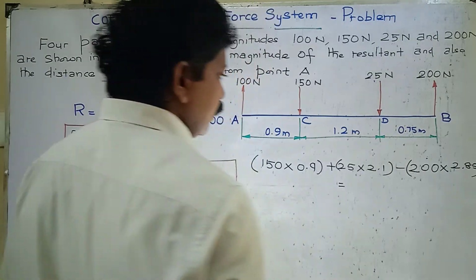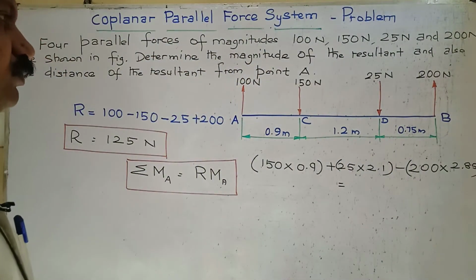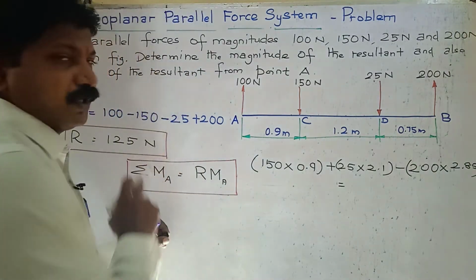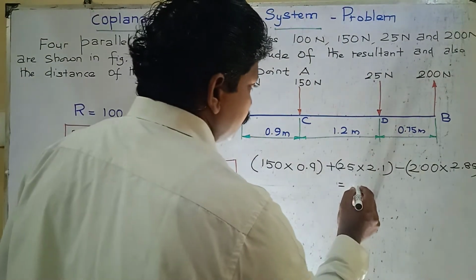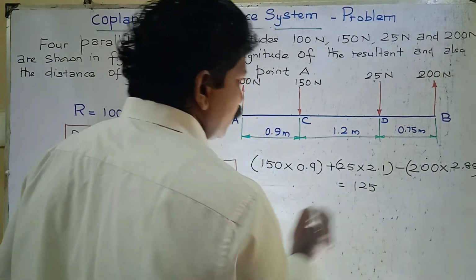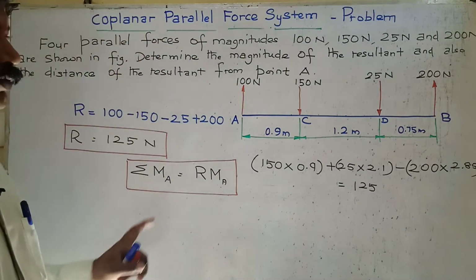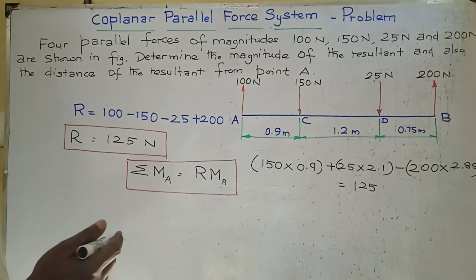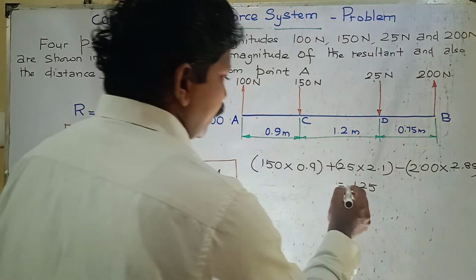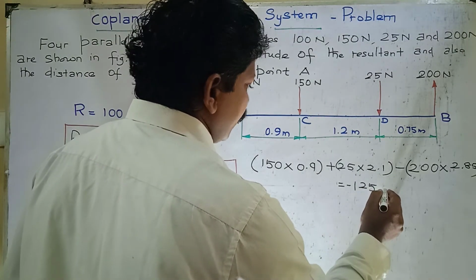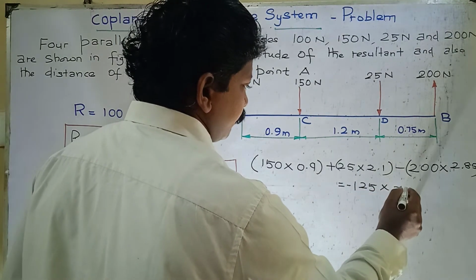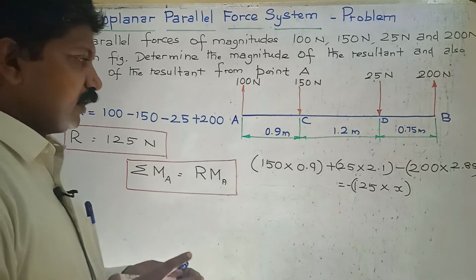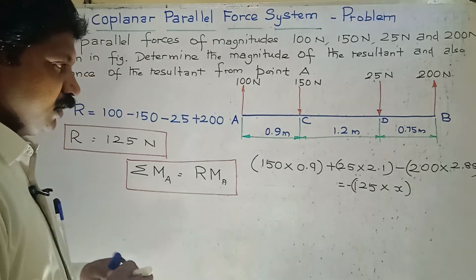This equals the moment of the resultant about point A. The resultant is equal to 125. So 125 into unknown distance x. 125 is positive, so upward direction, so anti-clockwise direction, so negative: minus 125 into x. From that you have to find the x value.